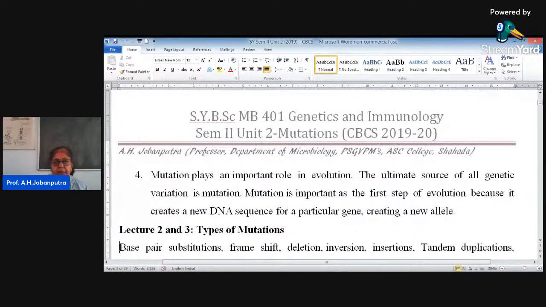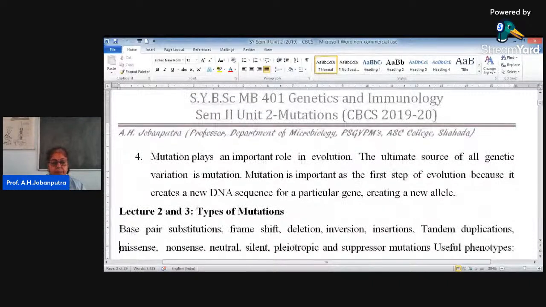It is said that because of mutation, new species have evolved, and whatever variation in living organisms or microorganisms is observed, that is because of mutation. So mutation is an important step in evolution. It creates new DNA sequence, and because of this new DNA sequence, there will be the change in the gene, and change in the gene is nothing but variation in the gene.